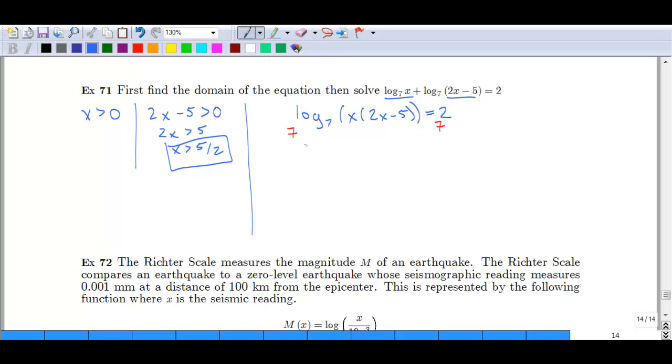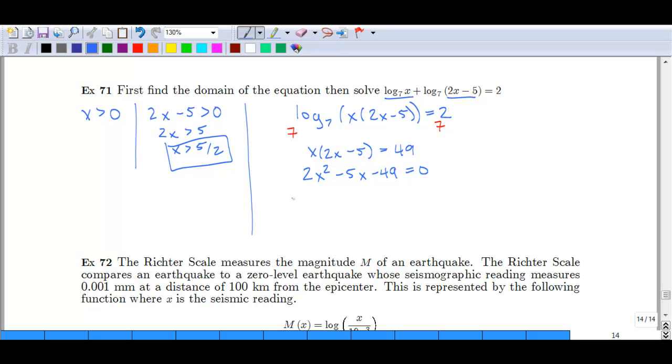So over here we're going to end up with x times 2x minus 5, and over here we end up with 7 squared, which is 49. So distribute that x, move the 49 over, we get 2x squared minus 5x minus 49 equals 0. You can try to factor this, but it doesn't work out real nicely.